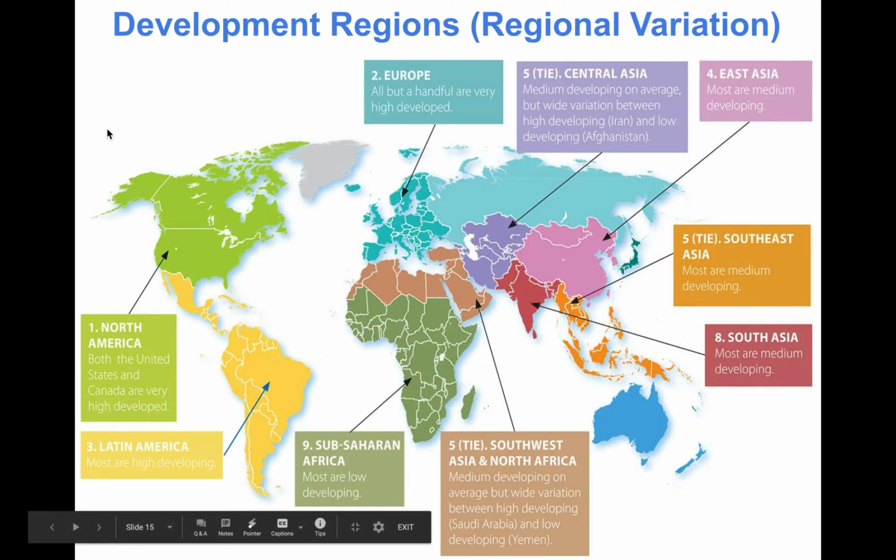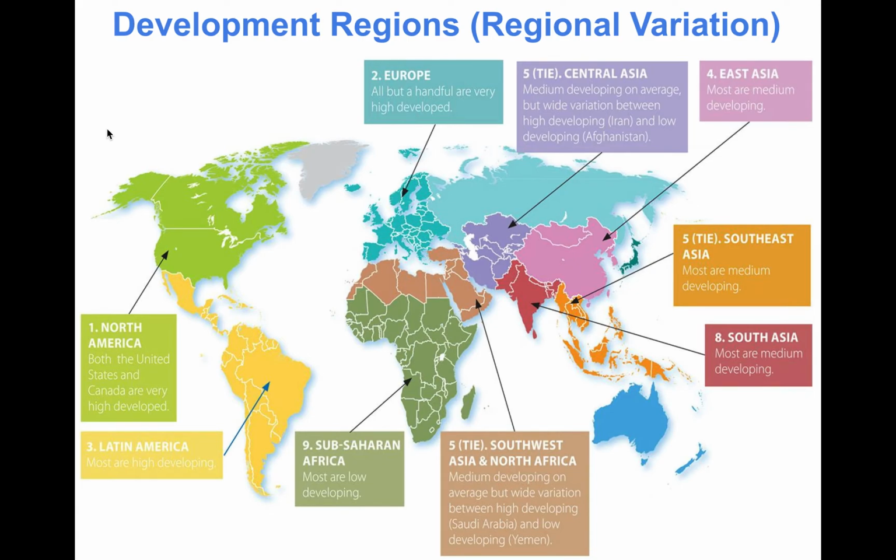Here we look at regional variation. Within countries, we can see that development is ranked here, and we see the 2 lowest developed regions of the world are Sub-Saharan Africa and South Asia.